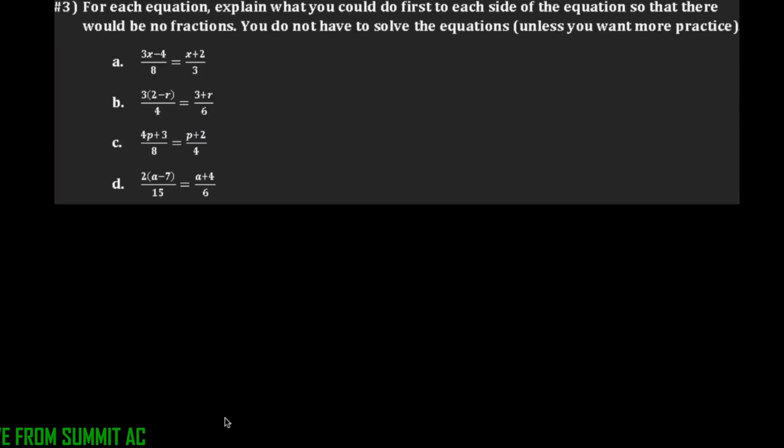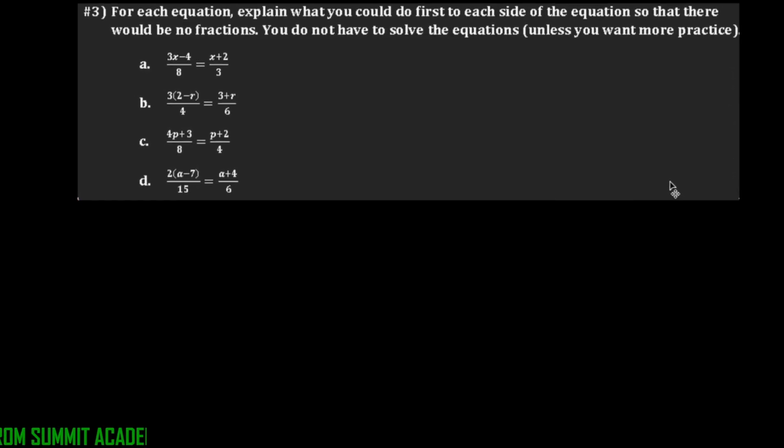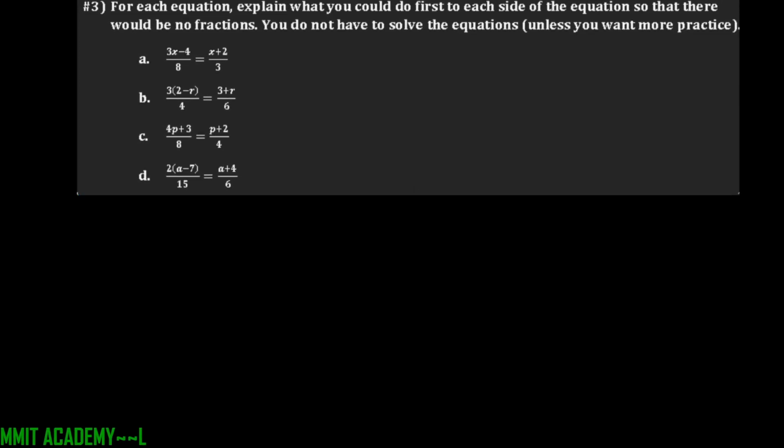And lastly, underneath it, it says for each equation, explain what you could do first to each side of the equation so that there would be no fractions. So this is like doing one inverse operation for each of these equations. If you want to, you can solve, but you don't need to. So let me write it like this. I'll give you a hint.